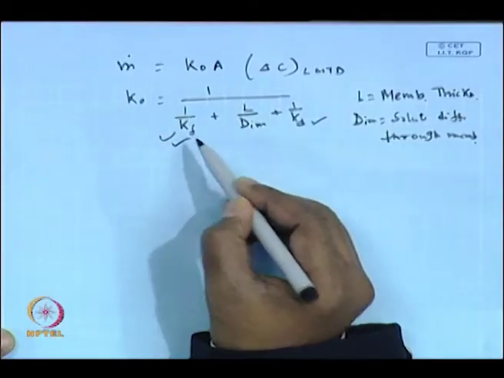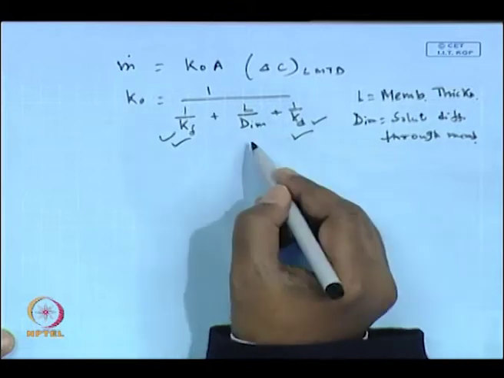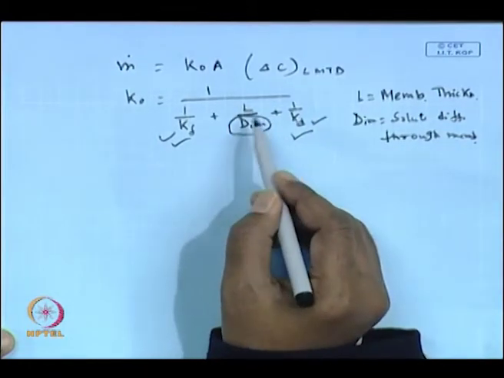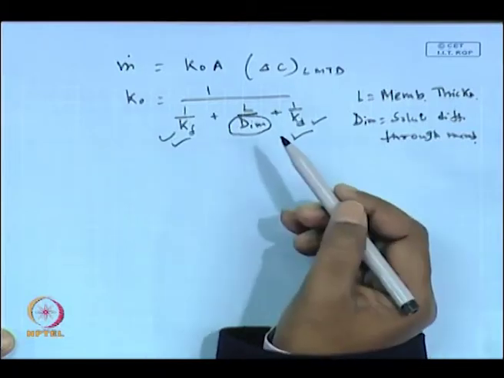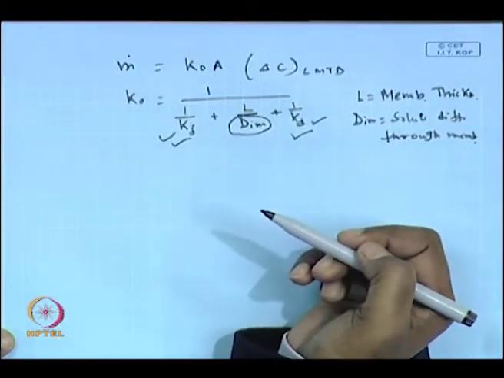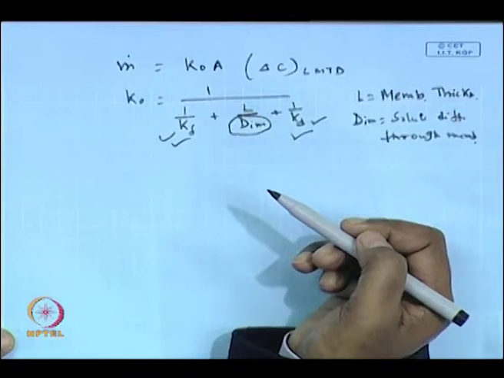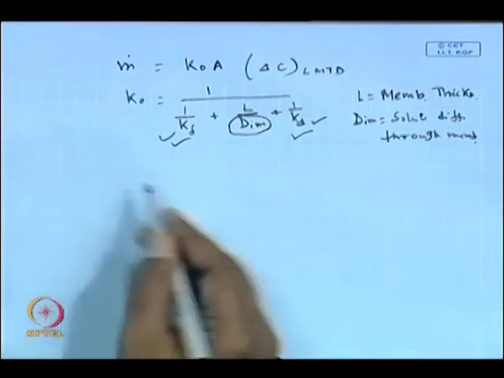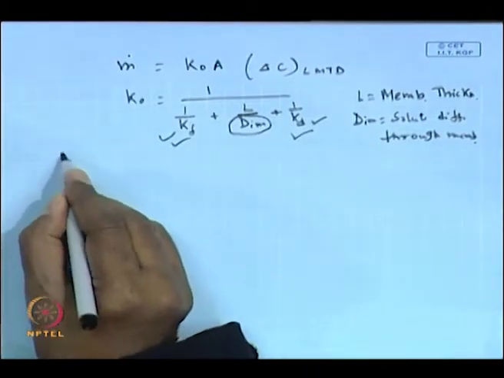So, we know how to estimate Kf, how to estimate Kd. Now, we will see how to estimate the DIM. Estimation of membrane thickness is not a problem at all. That can be easily found out, either you can use a screw gauge, or if it is so fine, you can take a cross section and get a scanning electron microscopy image, and you can get the thickness of the membrane. That is absolutely not a problem. So, let us see how we estimate the DIM.